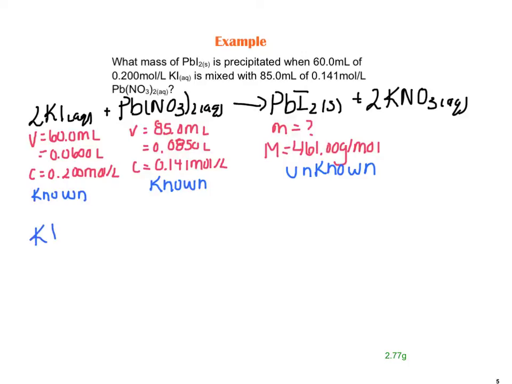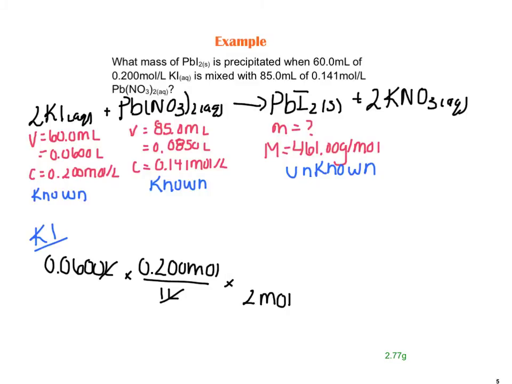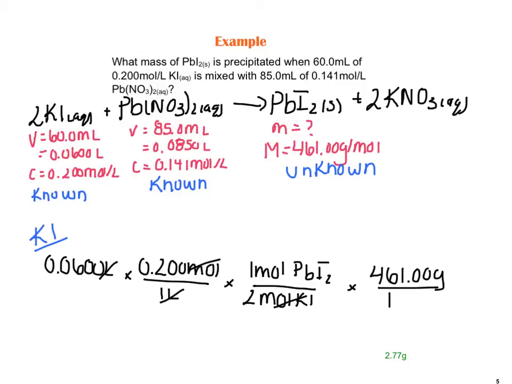So starting with KI, we would have 0.0600 liters times 0.200 moles per 1 liter, cancels, times 2 moles of KI underneath 1 mole of PbI2, and times the molar mass of PbI2, so 461.00 grams per 1 mole of PbI2, and that gives us 2.77 grams of PbI2 if KI is the limiting reagent.